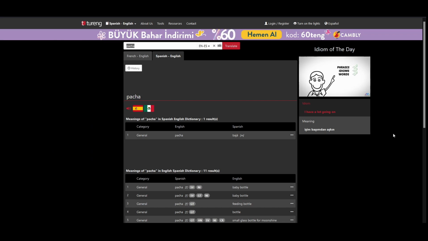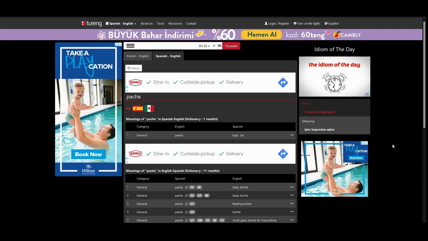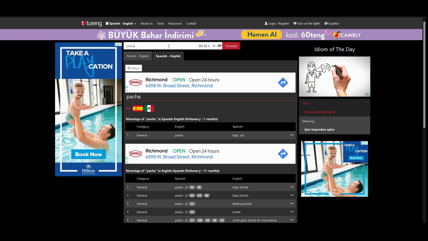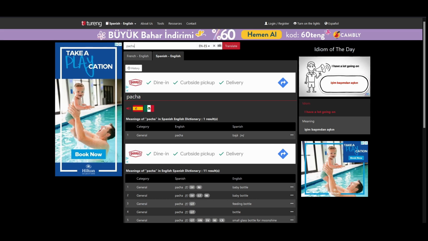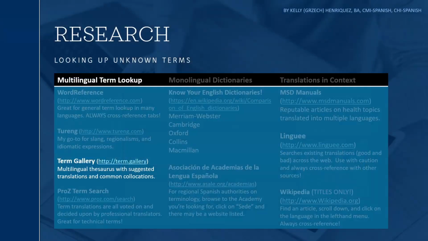And then if you search baby bottle in Wordreference, pacha doesn't come up as one of the potential options. So these regional terms, they're really awesome to look up in Tureng. Our next little resource that I want to talk about, we're going to go back to our PowerPoint, and that next resource is Term Gallery.